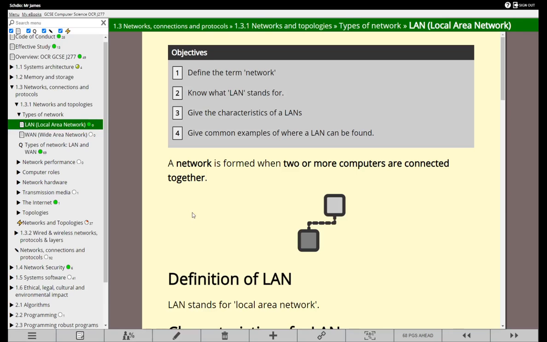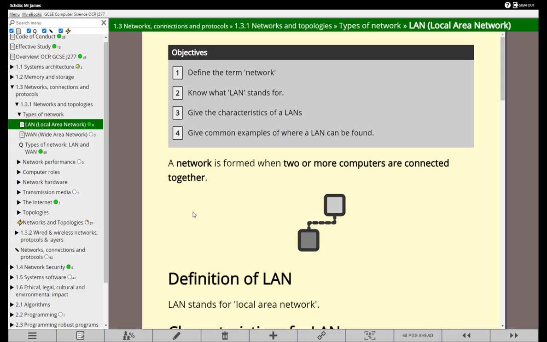In this video, we're learning about different types of network. So, first off, what do we mean by a computer network? Well, a computer network is formed when we have two or more computers that are connected together. And that's a really important definition to remember, so it's probably worth saying to yourself now. Okay, have you got that?